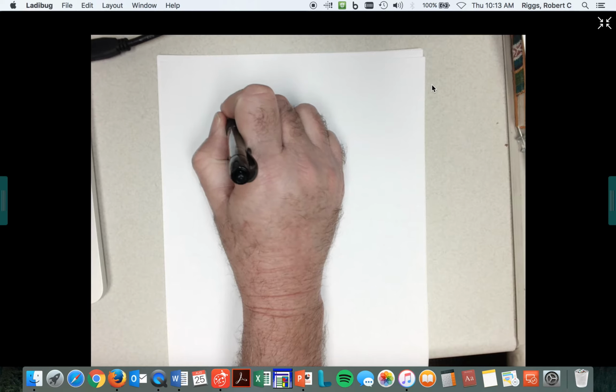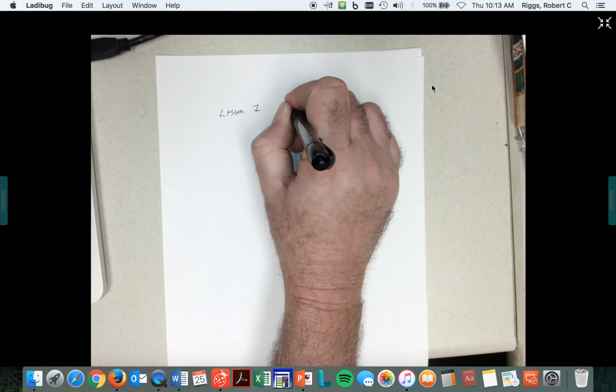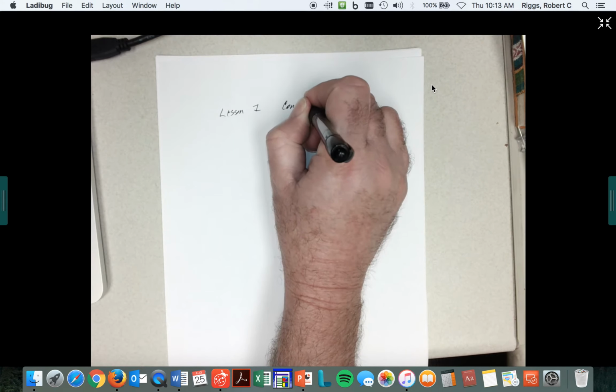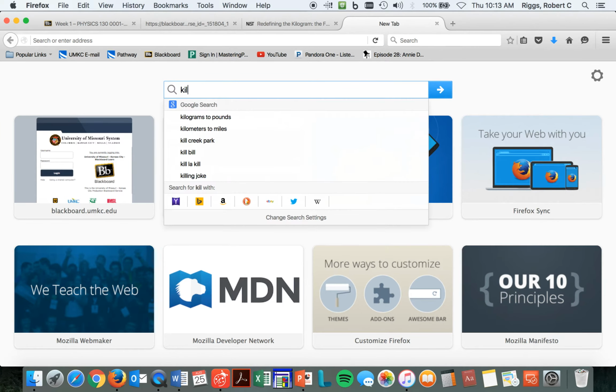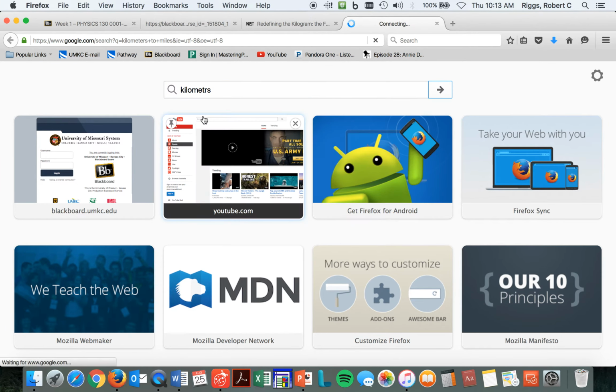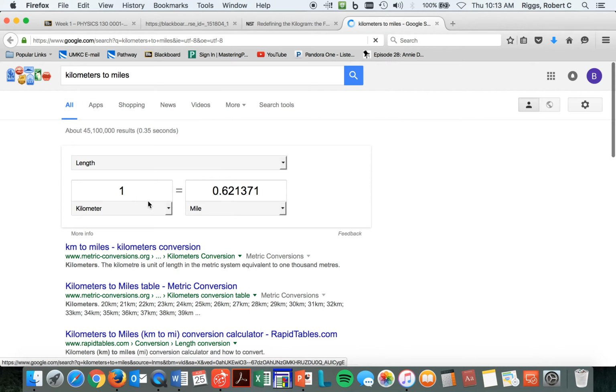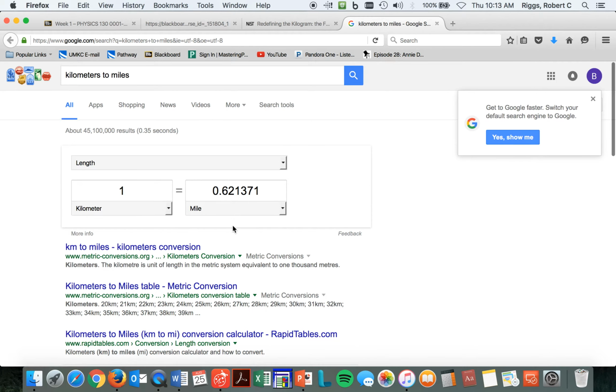Lesson 1, let's do some conversions. The easiest way to do conversions, if you want to, okay, kilometers to miles. Let's see, right there. Kilometers to miles. I mistyped it. So 1 kilometer is equal to 0.62 miles.